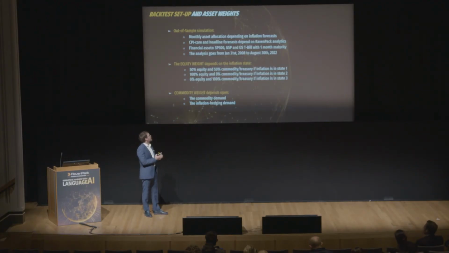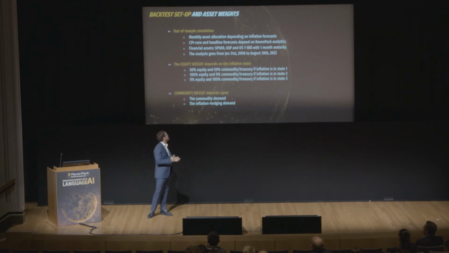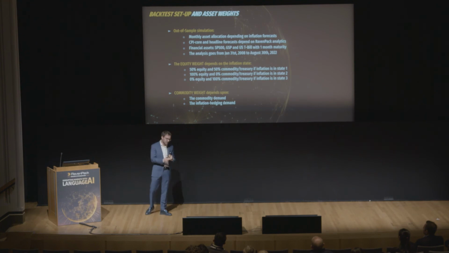And how we set up our backtest, or out-of-sample exercise. We do a monthly asset allocation that depends on our inflation forecast. We do that for both CPI core and CPI headline for the US. We use 3 different asset classes. For equity, we use the S&P 500. We use the GSCI as a global commodity index. And then we use the US T-bill as a fixed income component with 1 month maturity. Our backtest goes from January 2008 until August 2022. And it's fully out of sample.